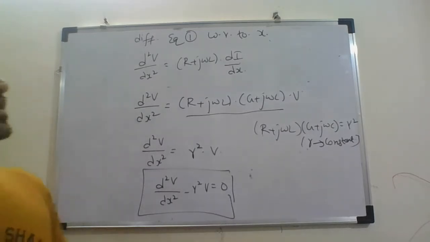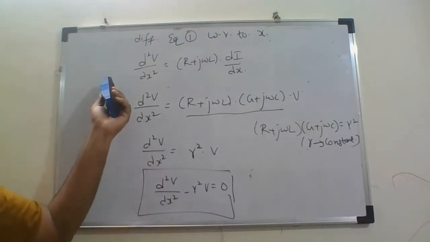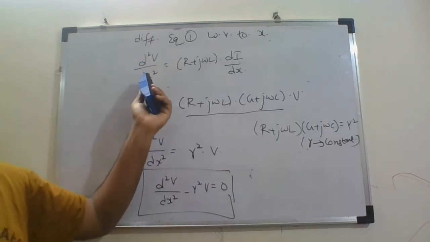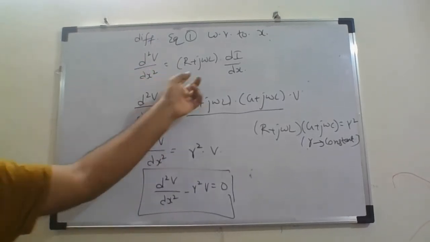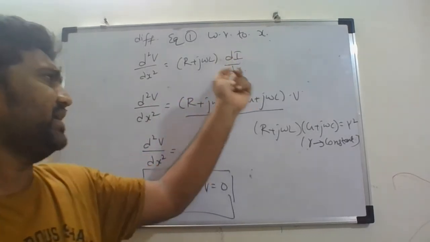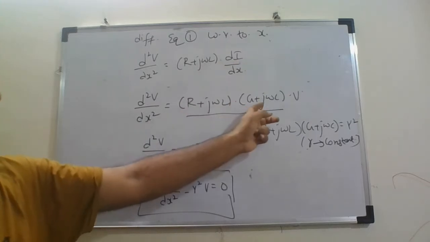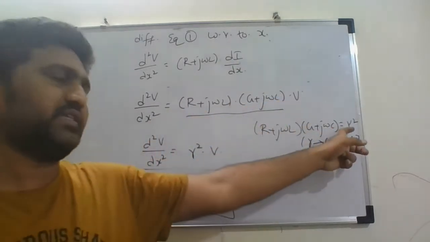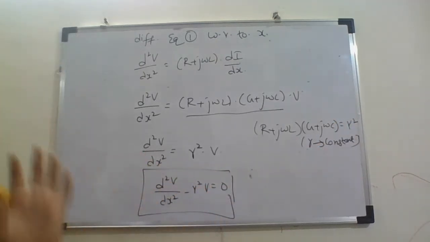So simply, I've got equation 1 and equation 2. From that, I have differentiated equation 1 with respect to x, so we got d square v by dx square is equal to (r plus j omega l) into di by dx. From that, I have substituted the value of di by dx, which is (g plus j omega c) into v. We are assuming this term as a constant, which is nothing but gamma square. So that is what I got.